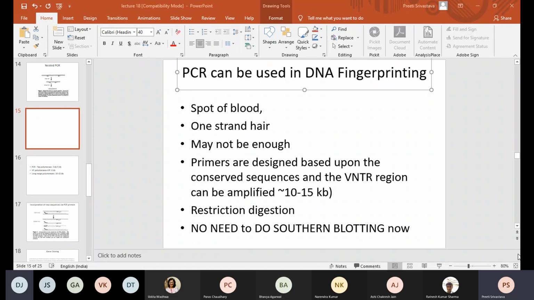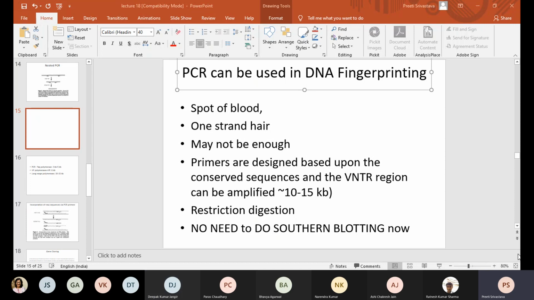Ma'am, I guess because we are designing primers for a conserved sequence, so we already know it will amplify some specific part of the DNA. So we already know what they are. Very good, that's the start. Why are you people taking so long to answer?